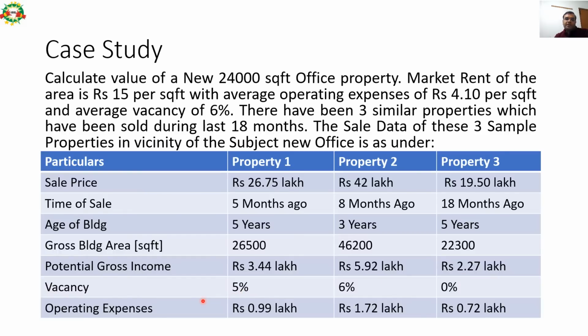Vacancy: property 1 has a traditional track record of vacancy of 5%. Property 2 remains vacant on average 6% of the time, and property number 3 never remained vacant, with almost 100% occupancy in the property. Operating expenses for property number 1 are 99,000 rupees, property 2 is 1.72 lakhs, and property 3 is 0.72 lakhs.